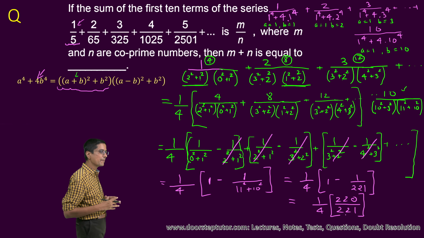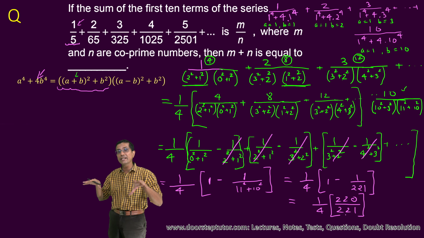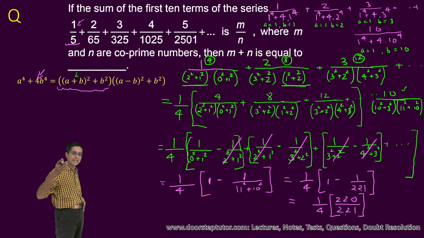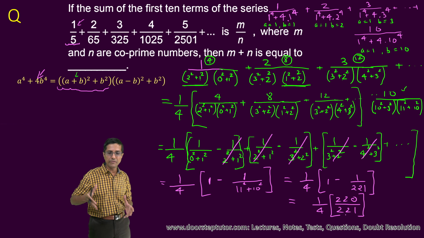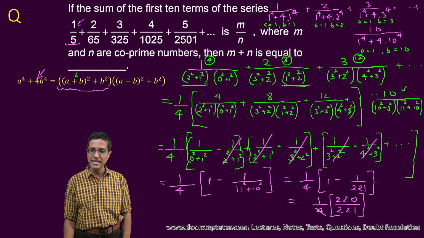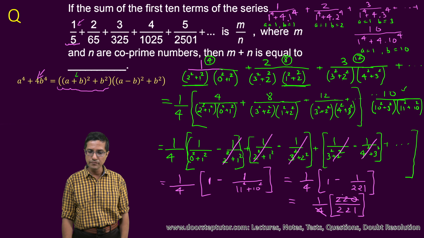Fortunately, one of the things that had been asked here is that m and n are co-prime. What does it mean by m and n are co-prime? That means that there are no common factors. So all that the question is saying is that we need to reduce this further. We need to cancel all the common factors between the numerator and denominator. We have to express this fraction in the smallest terms, if you will. That is what this is saying.